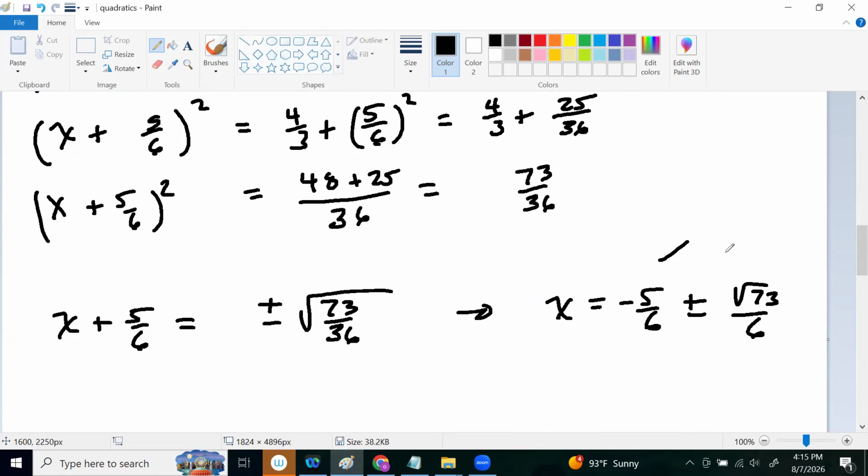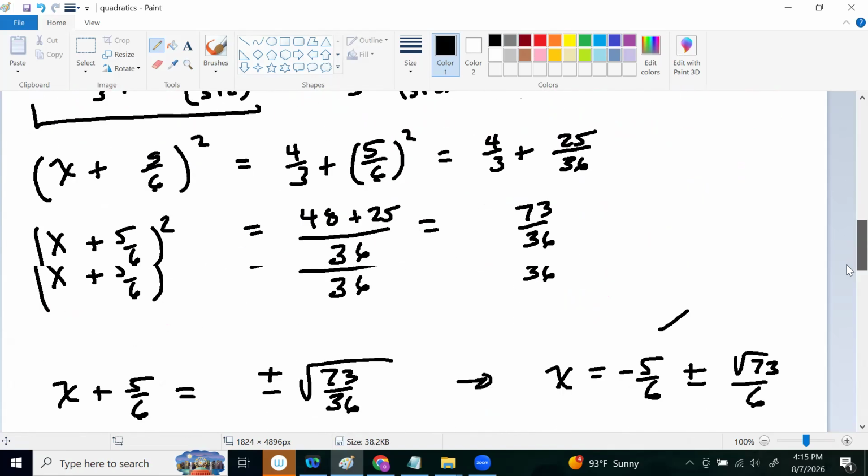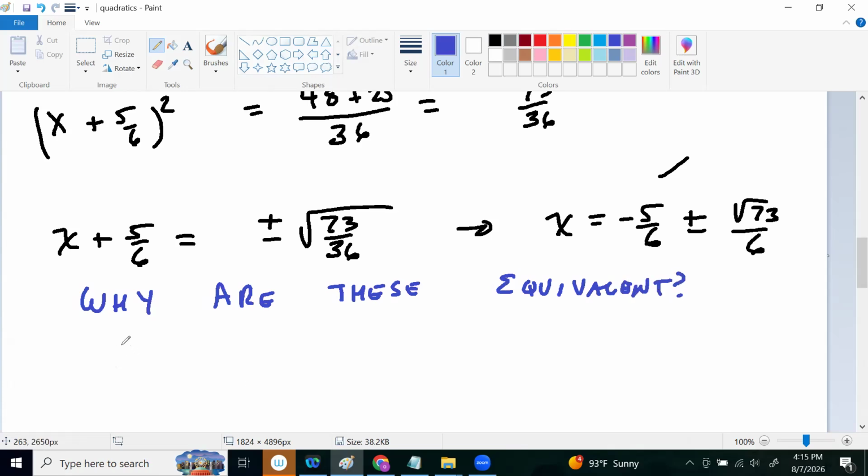So what I'm going to do now is tie together the quadratic formula and completing the square. So why are these equivalent? Well, again, suppose you have ax squared plus bx plus c is 0, and a is not 0, or else you wouldn't have a quadratic.